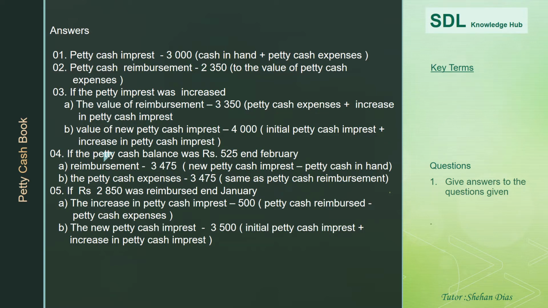In question 5, disregarding the earlier increase, if 2850 was reimbursed in January, we ask what is the increase in petty cash imprest. That will be calculated as petty cash reimbursed minus the petty cash expenses. Reimbursed is 2850, expenses is 2350, so the increase is 500. Then finally, part B, the new petty cash imprest will be the initial petty cash imprest plus the increase in petty cash imprest. So it will be 3500.